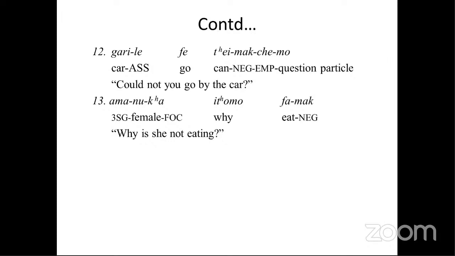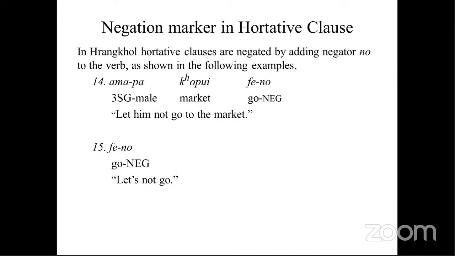Negation marker in hortative clause. In Rangkol, hortative clauses are negated by adding no to the verb, as shown in the following examples. Amapa supui feno. Ama is third person singular, pa is male, supu is market, fe is go, no is negation. Let him not go to the market. Afeno. Go, please go, no is negation here. Let's not go.